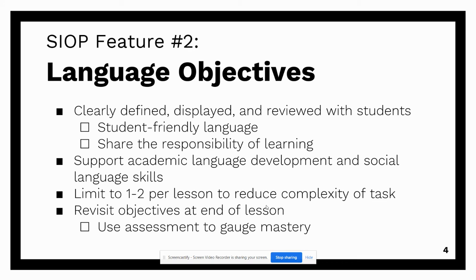So the same as the content objectives, you want to make sure that they're clearly defined. They've been displayed somewhere where the students can view them. They've been reviewed with the students for the same reasons. They take some ownership here in their education. They have that perspective. They know, especially if you're a language learner, there might be some anxiety about what am I going to have to do today?